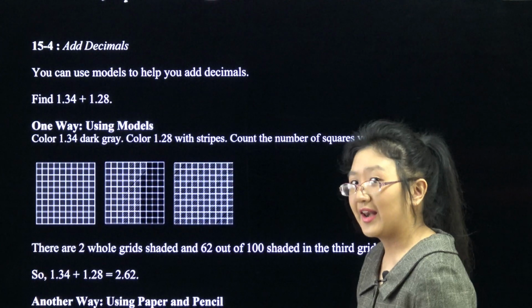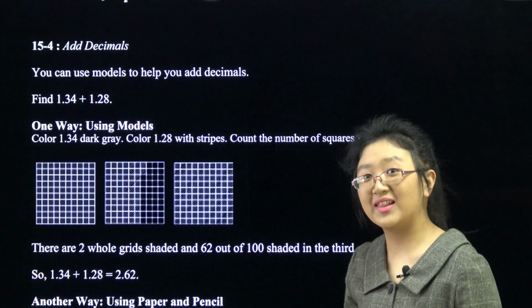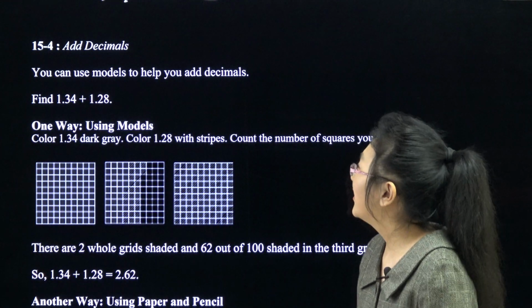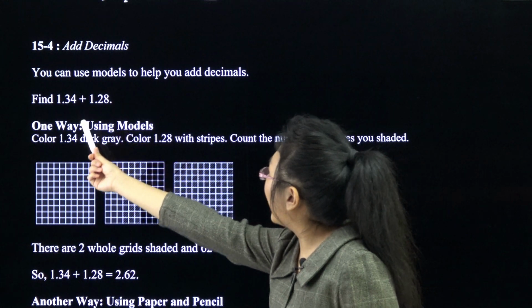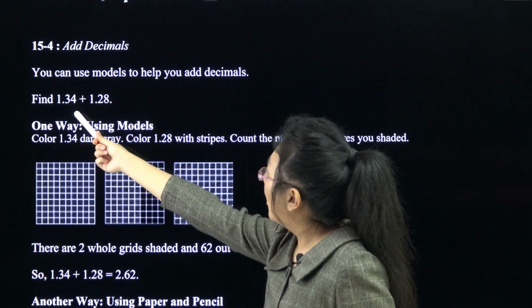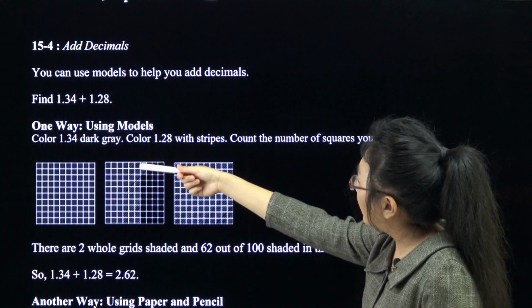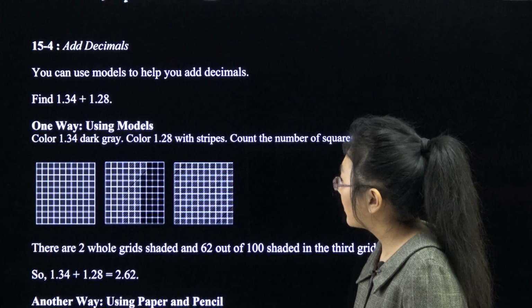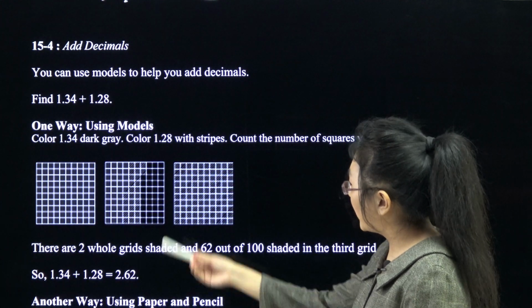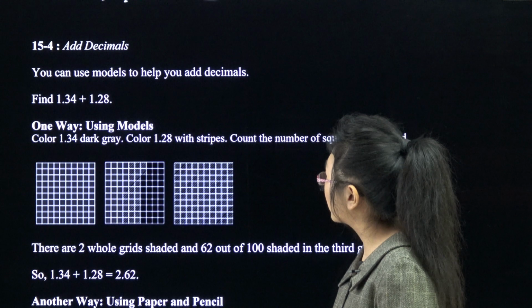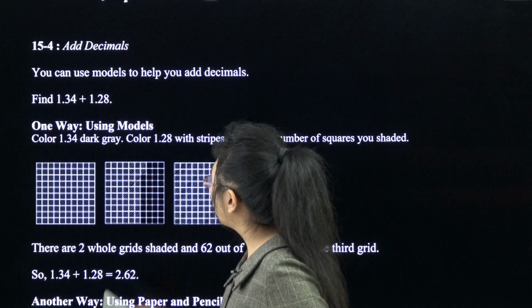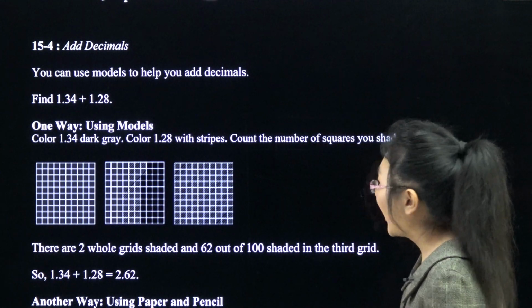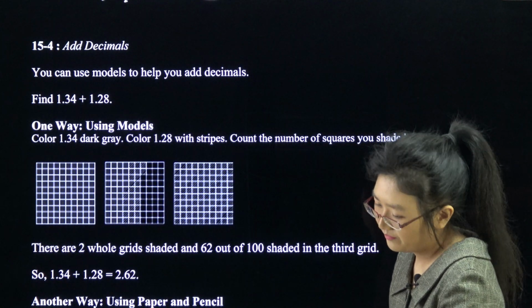Now we're going to talk about adding decimals. We're finally getting onto the fun stuff. So we can use models. Like, let's say we have 1.34 and 1.28. We can color 1.34 dark gray, and then we can color 1.28 with stripes, and then we count the number of squares we shaded.